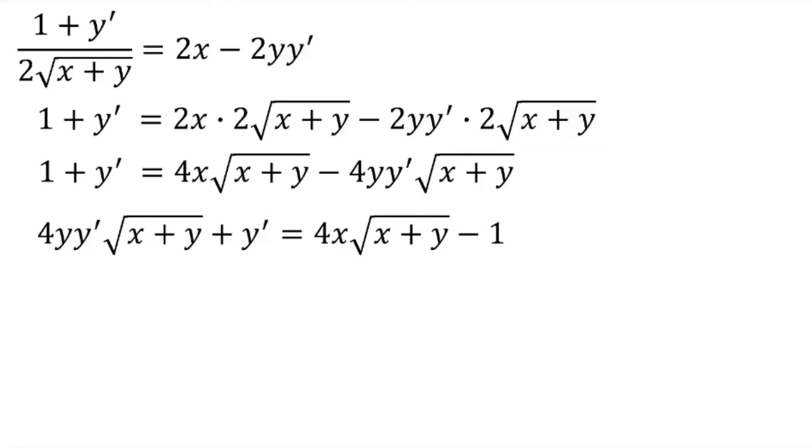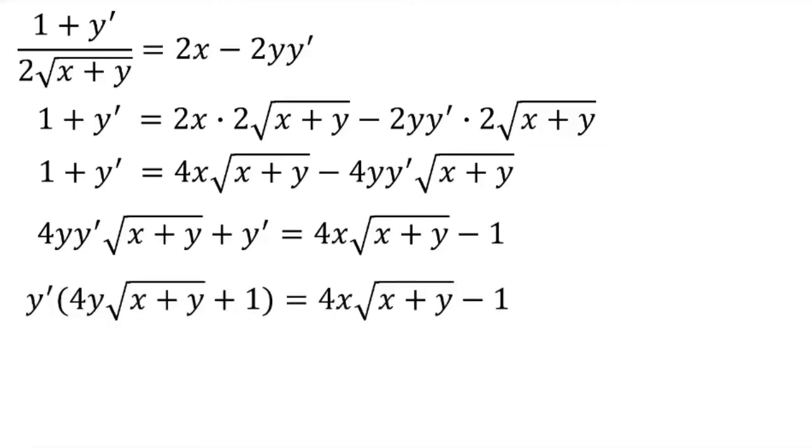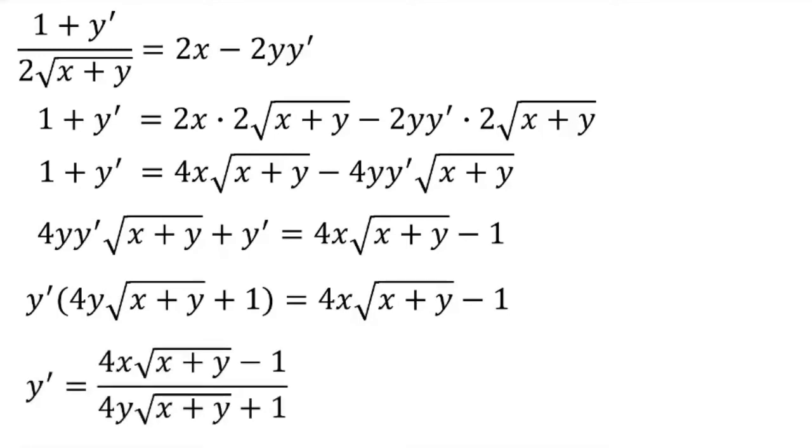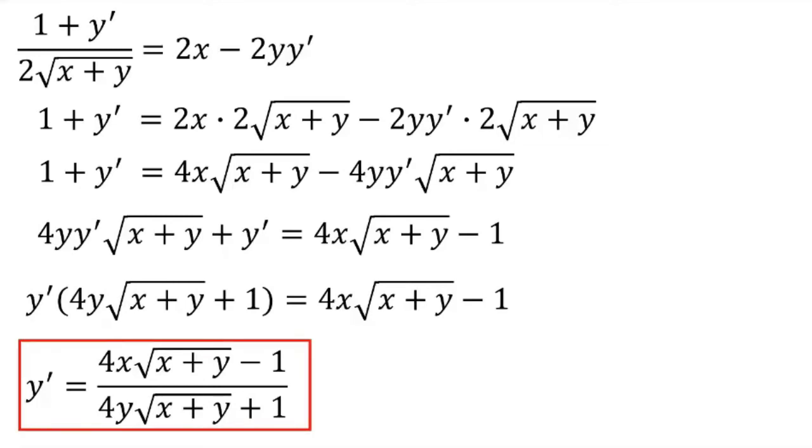Then factor out y prime. So this will become y prime times 4y square root of x plus y plus 1 equals 4x square root of x plus y minus 1. So divide both sides of the equation by 4y square root of x plus y plus 1. So this will become y prime equals 4x times square root of x plus y minus 1 all over 4y times square root of x plus y plus 1. This is our answer.